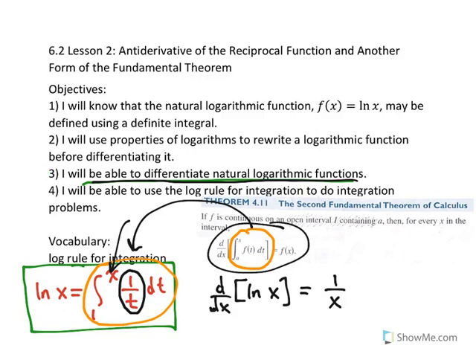But now we think about objective 2. When we use properties of logarithms to rewrite a logarithmic function, we're doing pre-calculus. But doing that first will make the calculus easier to do. So let's look at some examples for that.